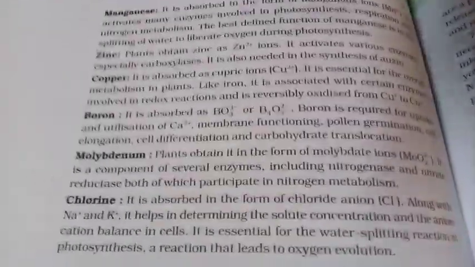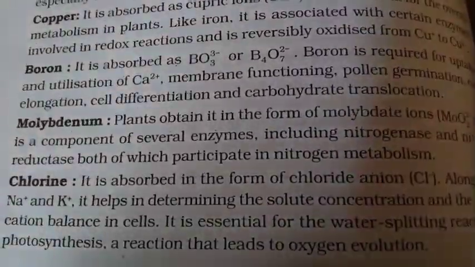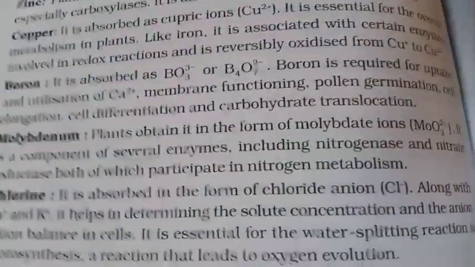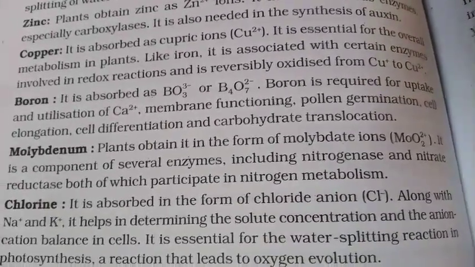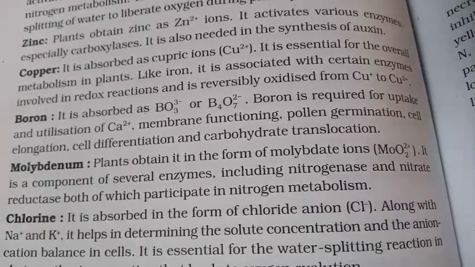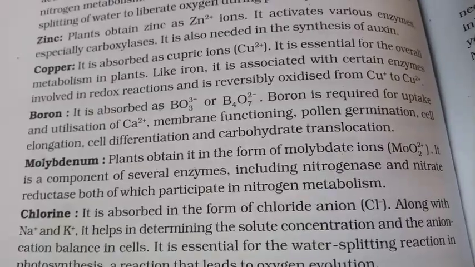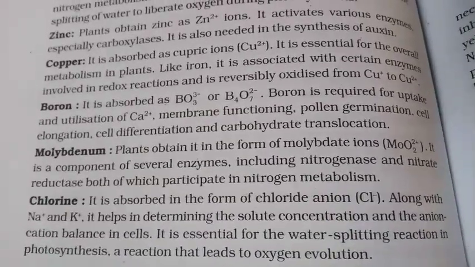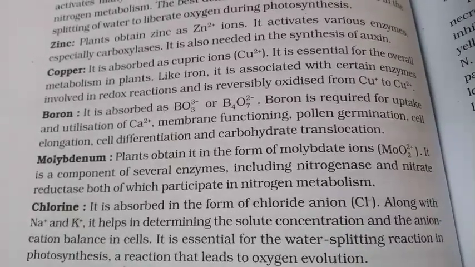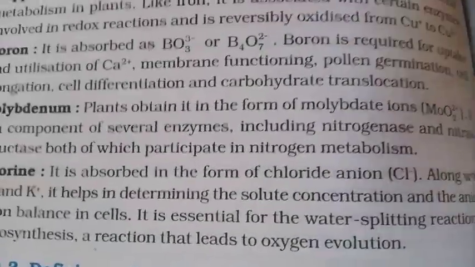Then chlorine, the last of the trace elements which we are going to take up. It is absorbed in the form of chloride ions, Cl- ions, along with sodium and potassium. It helps in determining the solute concentration and the anion-cation balance in cells, and it is essential for the water splitting reaction in photosynthesis, a reaction that leads to the evolution of oxygen.